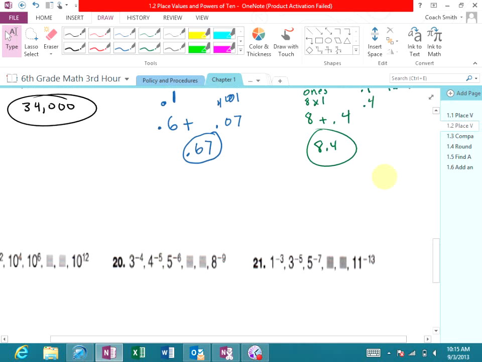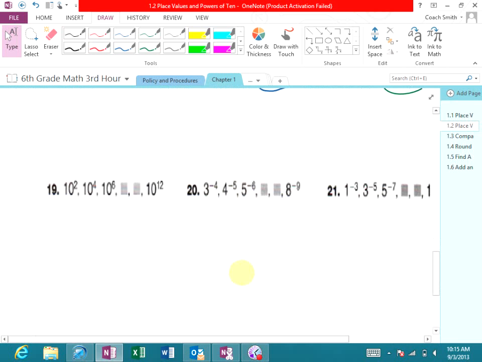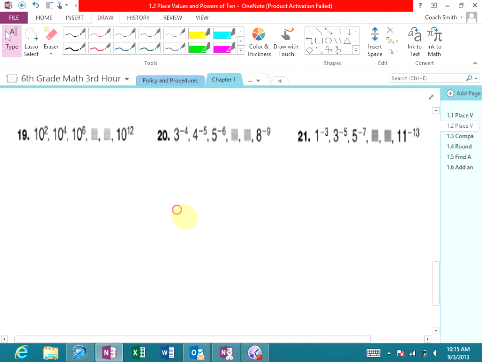Now, let's move to the last thing we got to look at today. Okay? And now we're going to look at some patterns. It's number 19. Number 19 says 10 to the second, 10 to the fourth, 10 to the sixth, blank, blank, 10 to the 12th. Okay? So, if we look at the pattern here between those 3, what is it doing each time? Tristan? Going by 2. The exponent is increasing by 2.